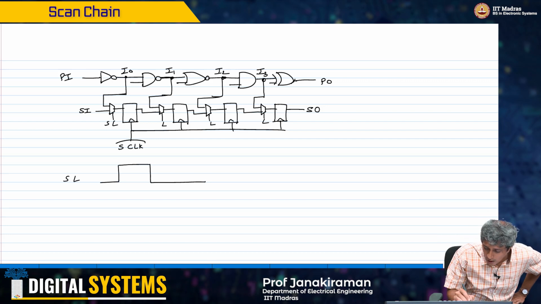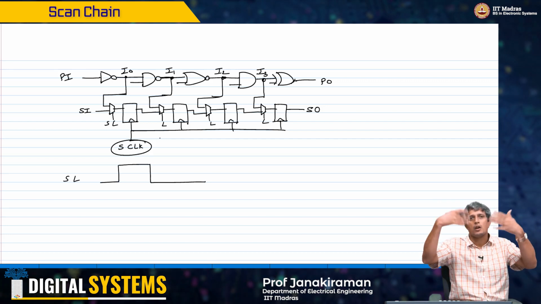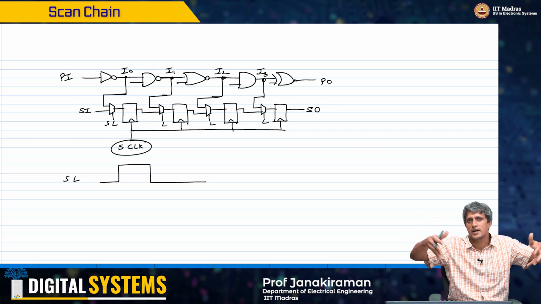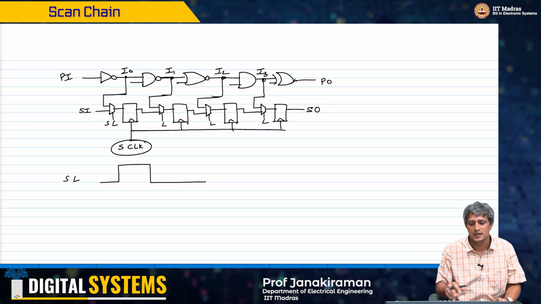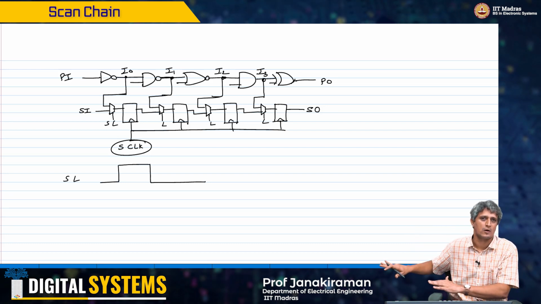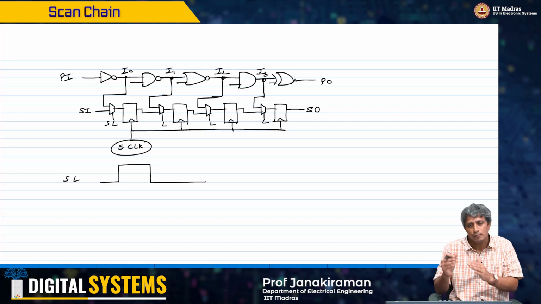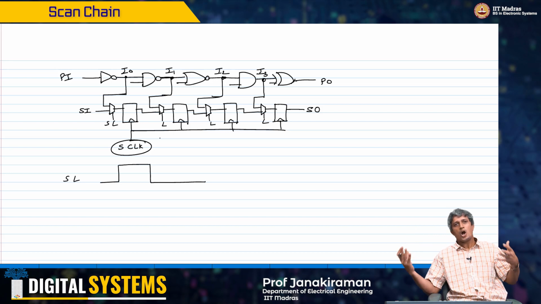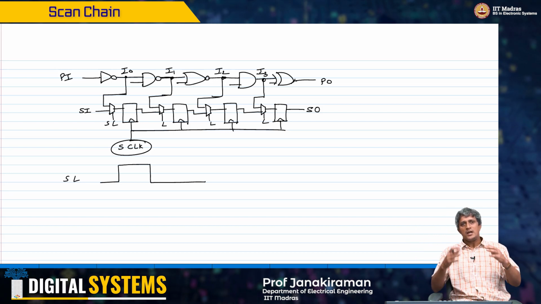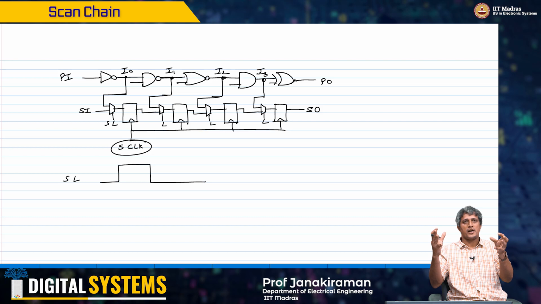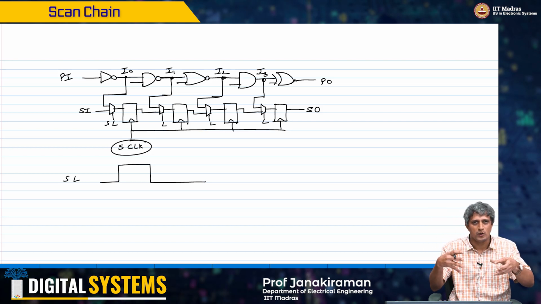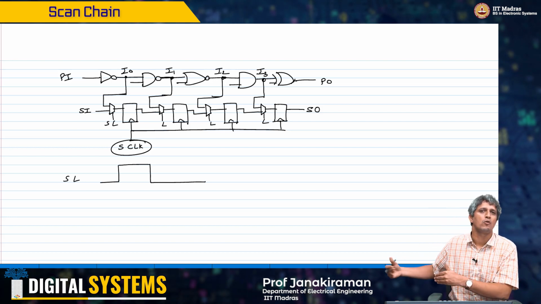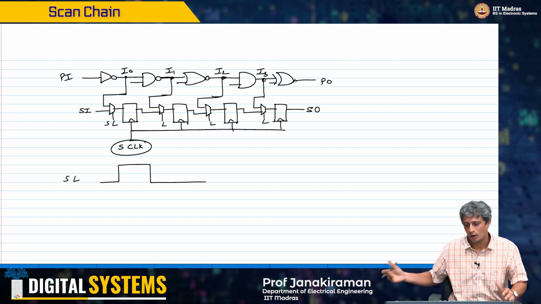So this clock and the clock at which your combinational circuit or the chip runs will not be the same. This S clock is a very slow clock. It can take its time because it's a debug process. It's not going to be done in real time. In fact, you're going to do some operation at real time, get the output ready and then sample it out for you to see what's going wrong.